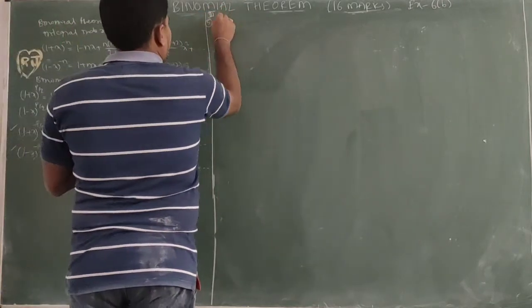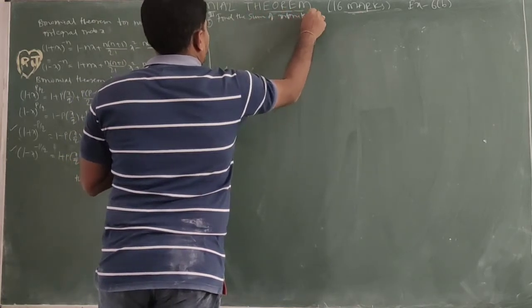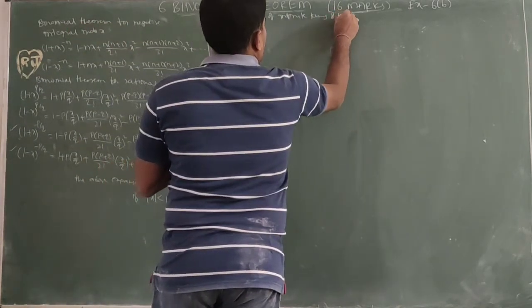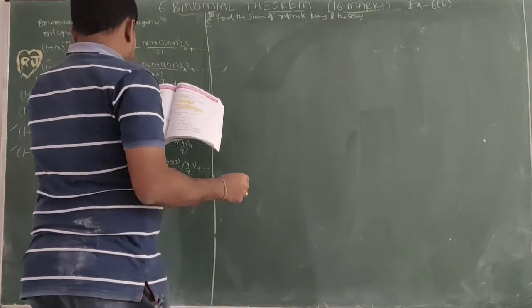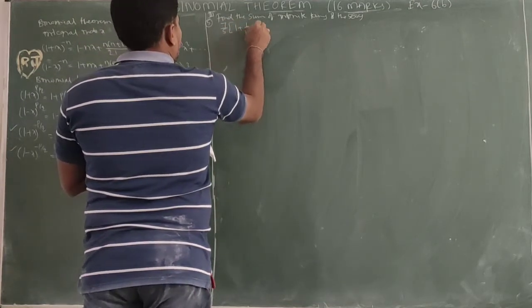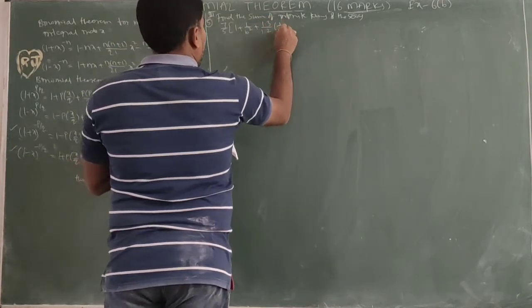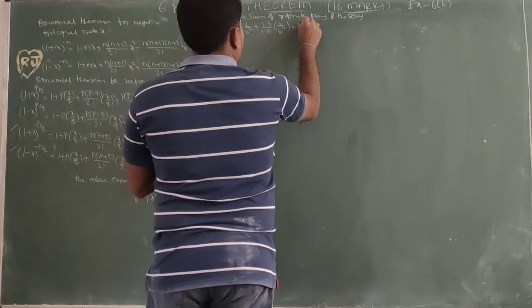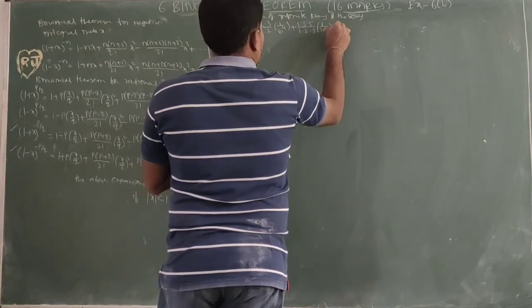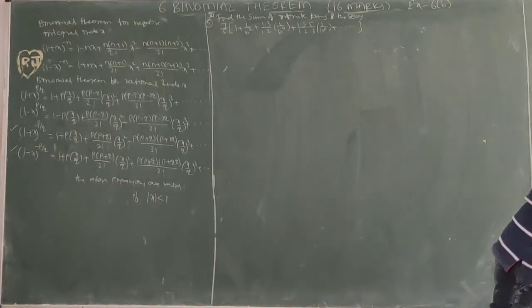Find the sum of infinite terms of the series 7 by 5 of 1 plus 1 by 10 square, plus 1 into 3 by 1 into 2 times 1 by 10 power 4, plus 1 into 3 into 5 by 1 into 2 into 3 times 1 by 10 power 6, plus up to so on.